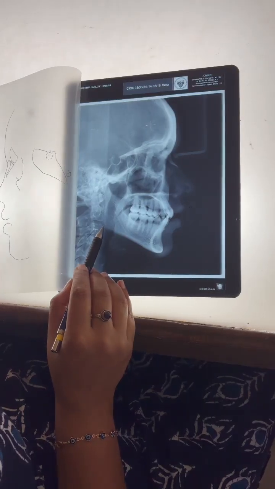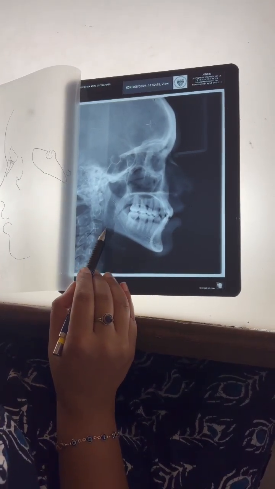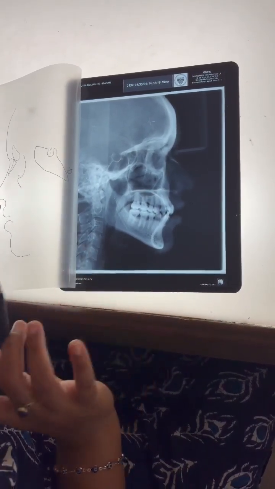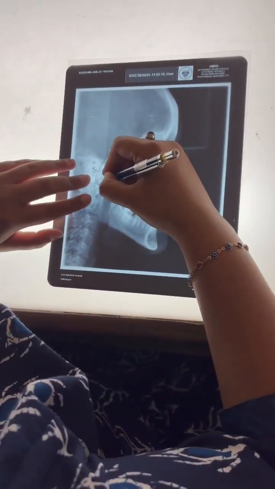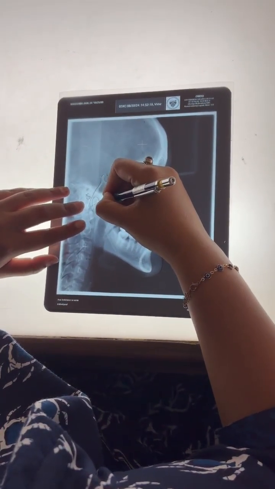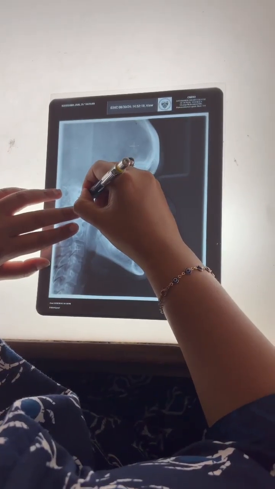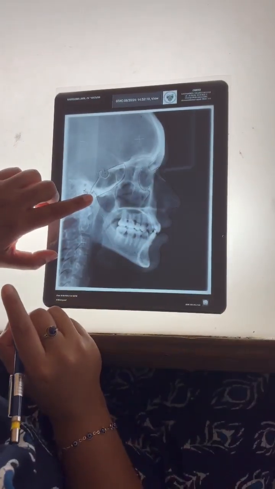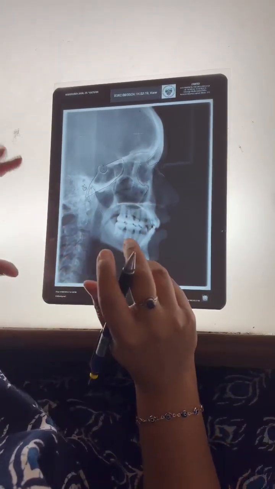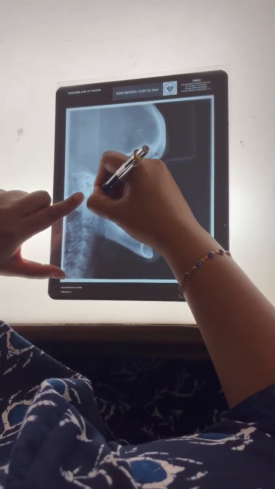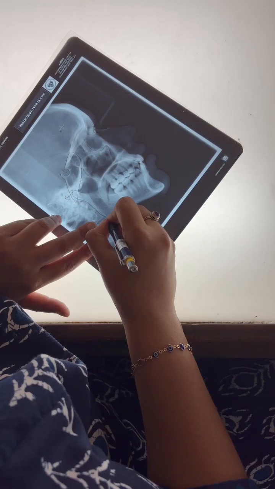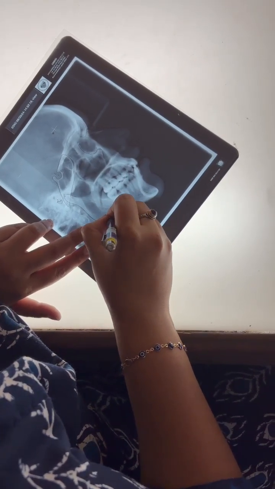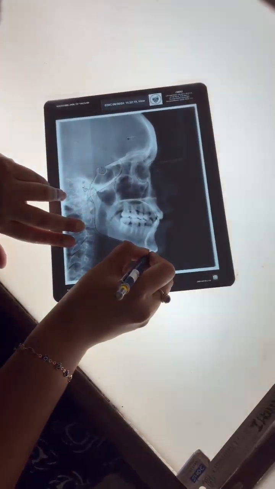So what is this portion, anatomic portion? Posterior border of ramus or ramus. This is your angle of the mandible. This is your body of the mandible. So now let's trace your condyle. Point C, correct? Yes. Midpoint of the head of the condyle becomes your point C, followed by the angle, and then your body of the mandible.